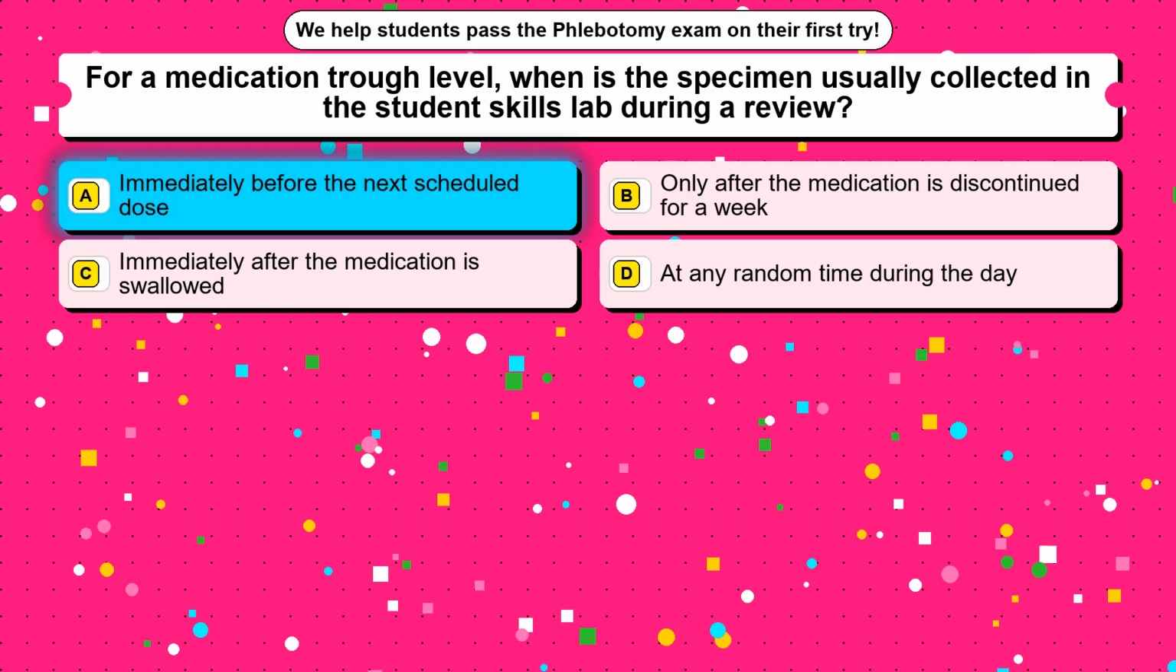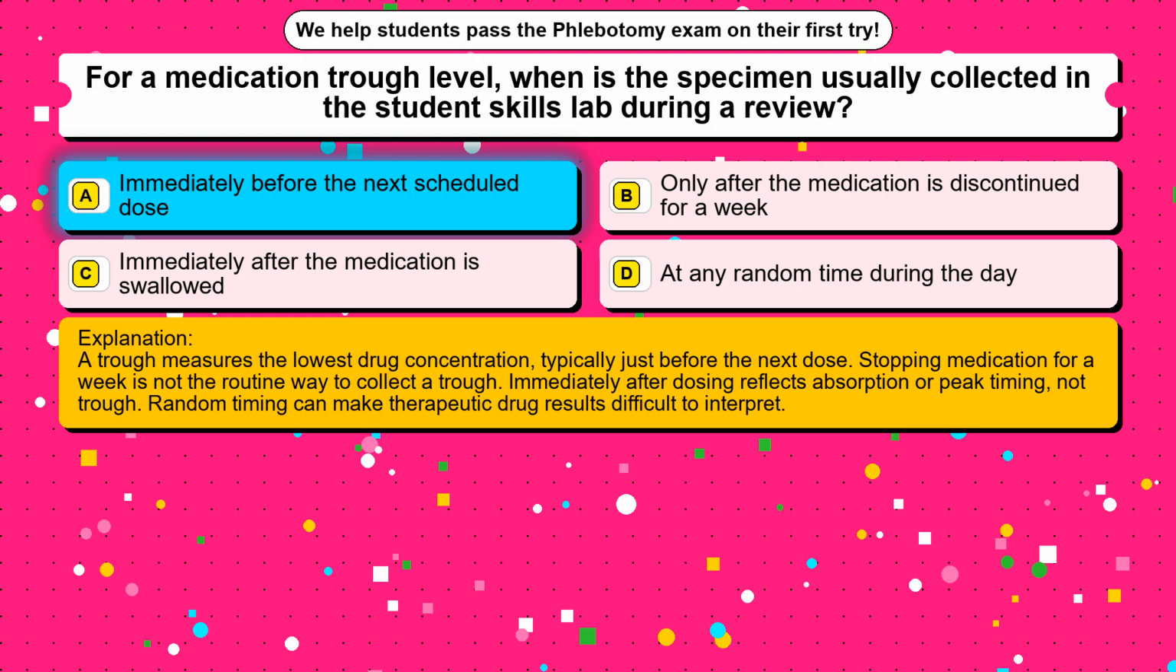The correct answer is option A. Immediately before the next scheduled dose. A trough measures the lowest drug concentration, typically just before the next dose. Stopping medication for a week is not the routine way to collect a trough. Immediately after dosing reflects absorption or peak timing, not trough. Random timing can make therapeutic drug results difficult to interpret.